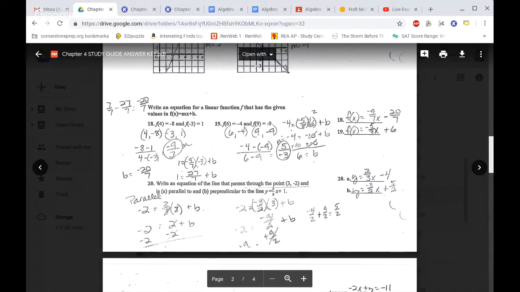Do you see that in the upper left, right next to where it says write an equation for a linear function? Yeah, but where did you get negative 27 over 7? Where do you get negative 27 over 7? When I multiply my negative 3 times negative 9 over 7, I got a positive 27 over 7.